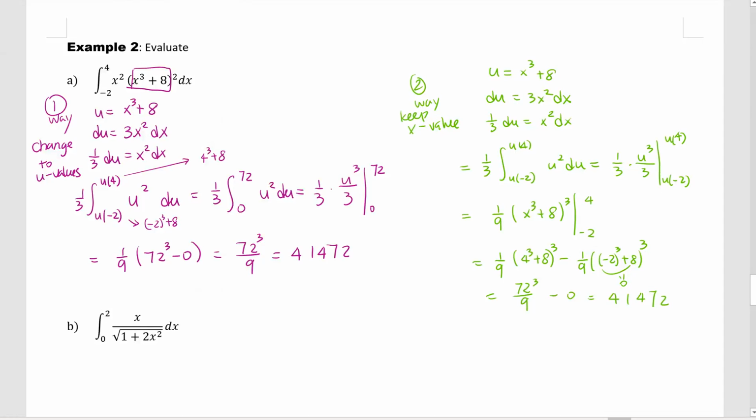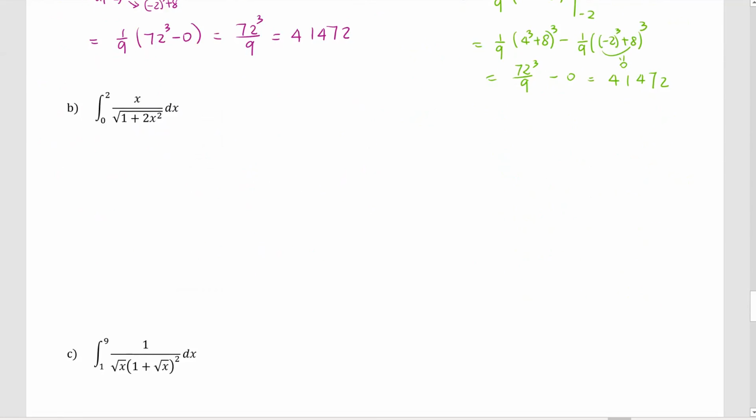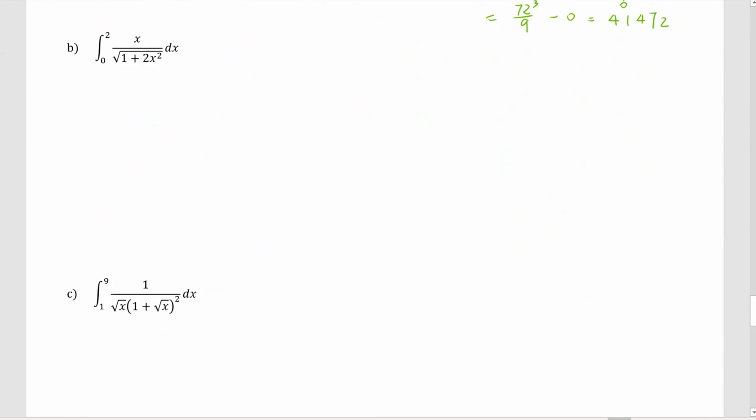All right, let's continue. Which way do I prefer? I personally prefer changing to the u values, because it will simplify the problem a little bit.